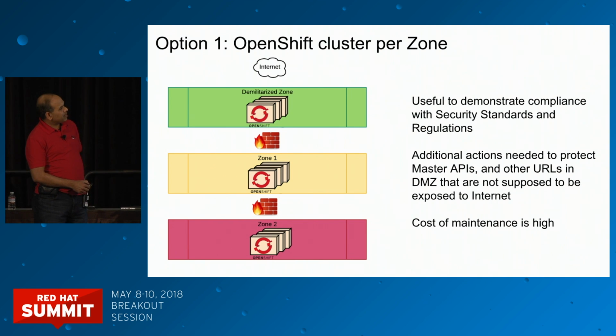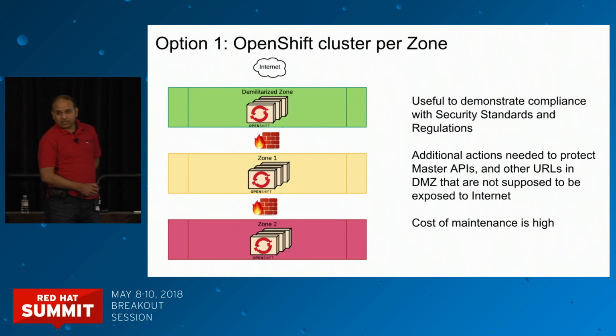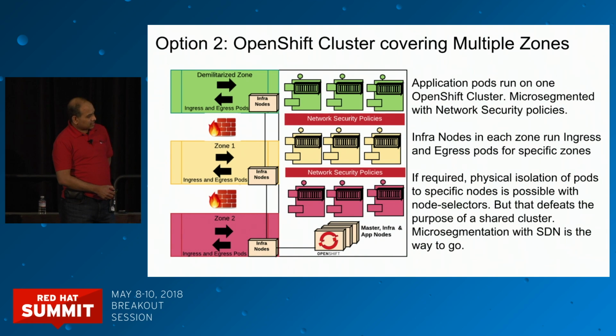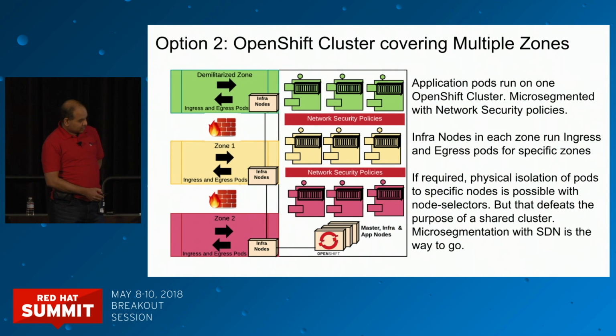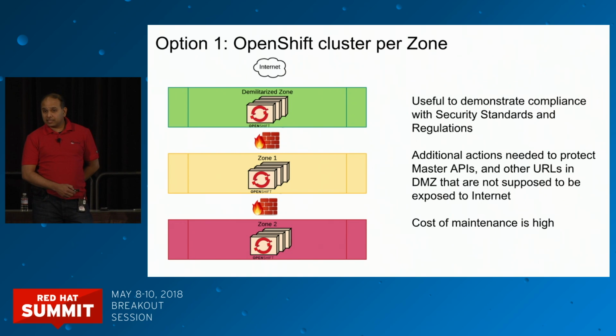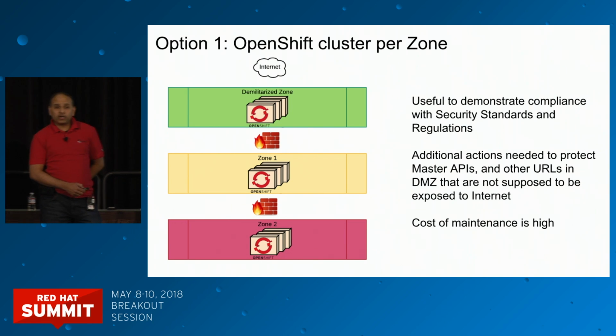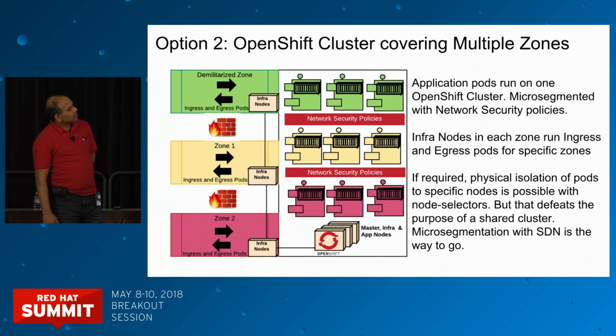In the demilitarized zone, you have a master, and all those URLs that you expose for log consolidation, for metrics and all that. You don't want these to be seen by the outside world. So you still have to protect those. So while this is possible, the maintenance is high here. So what are the other possible options?